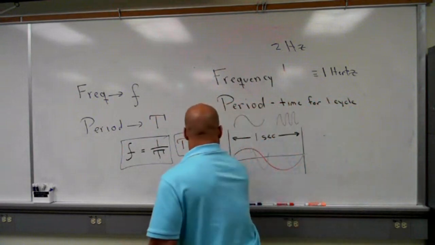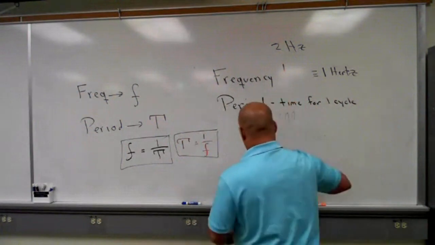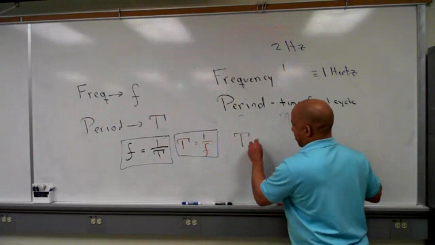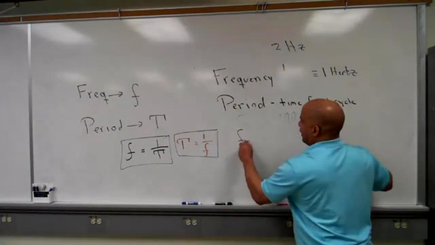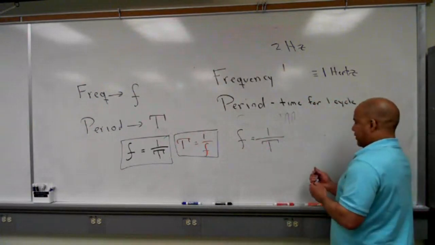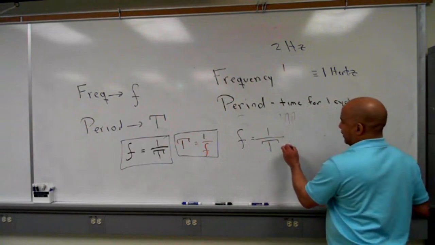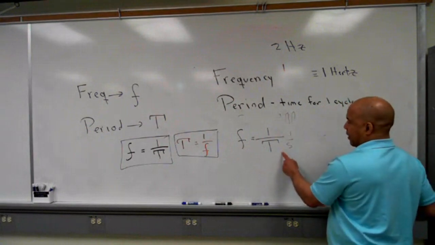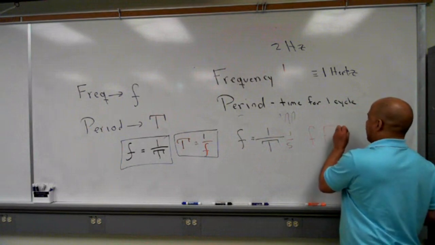Now, if you're using this formula, just let me point this out. If frequency is 1 over the period, well, the period is a unit of time, usually seconds. So the unit would be seconds. So frequency, this would be 1 over seconds, if seconds is on the bottom. That means that frequency has a unit of seconds to the -1.